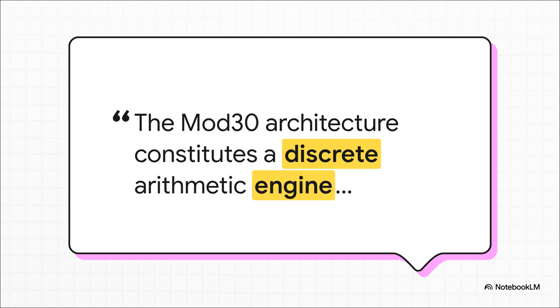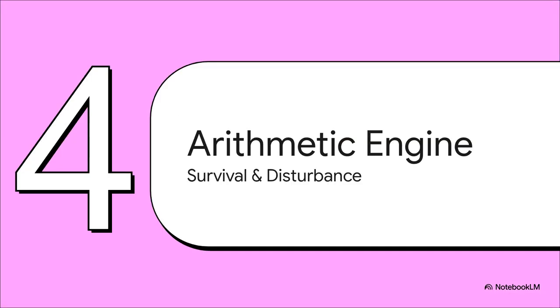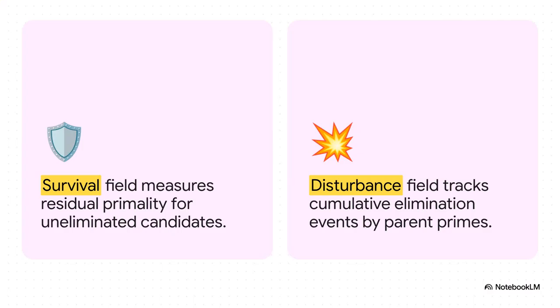They are creating real mechanical disturbances in the field. Let's look at how that works in Section 4, the arithmetic engine theorem. You can almost think of this as a measurable tug-of-war. We define 2 opposing fields. First, the survival field, which measures the candidates that haven't been eliminated yet. Second, the disturbance field, which tracks the cumulative elimination events every time a parent prime successfully knocks out a candidate.